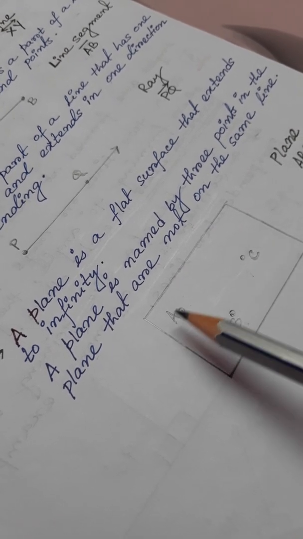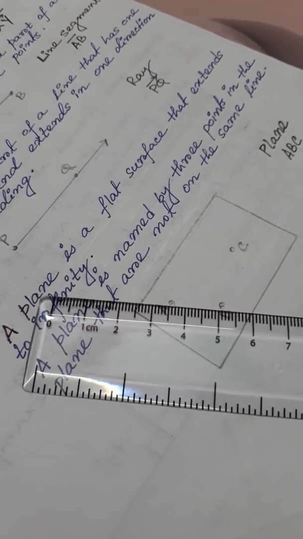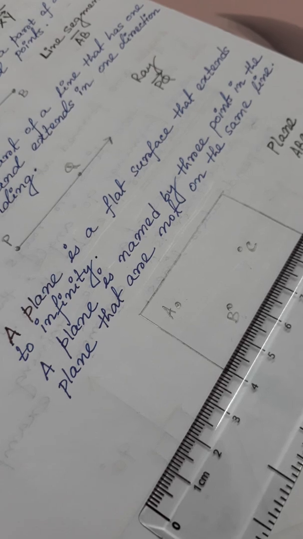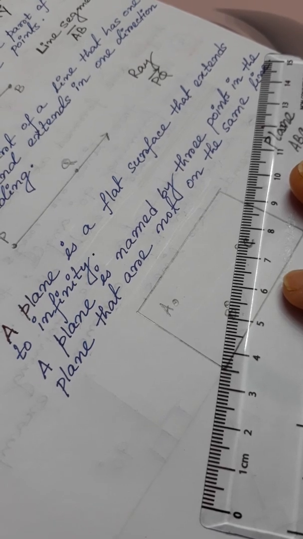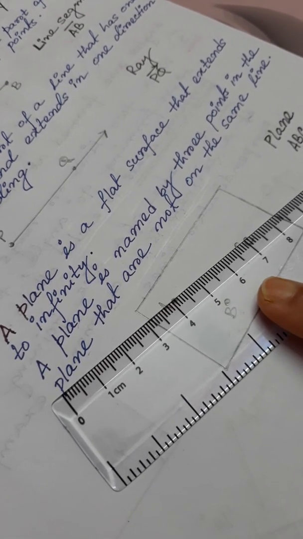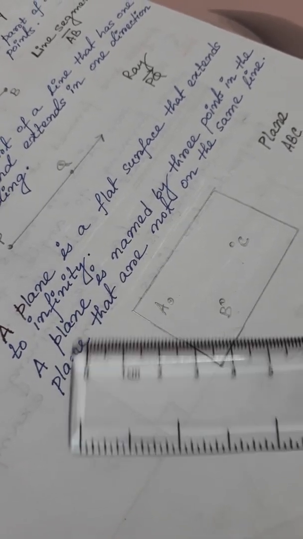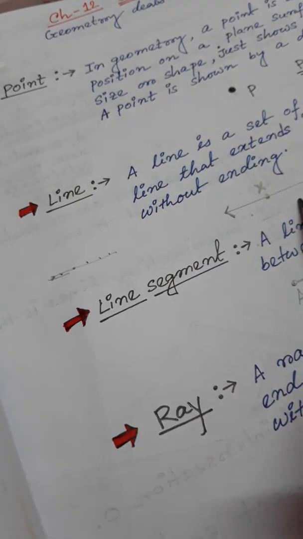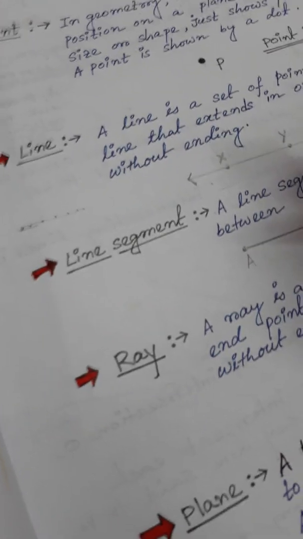See here, if we use this scale, do these come on the same line? Any 2 points will come on the same line. But the question is asking about when there are 3 points, that they don't come on one line. We can always connect AC, or AB or BC, but these 3 points will not come on the same line. Okay, so these are the basic things we have to know before starting the properties of lines: point, line, line segment, ray, plane. Okay, let's start the properties of lines.